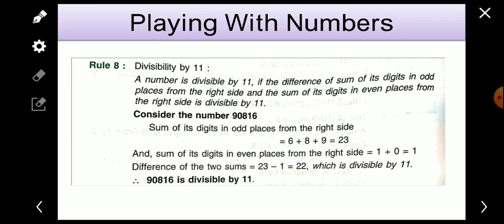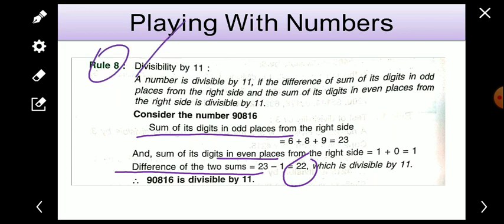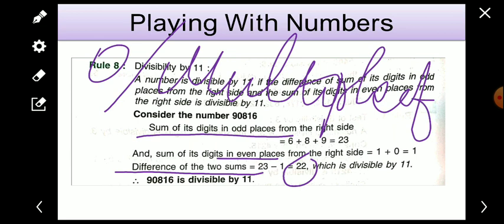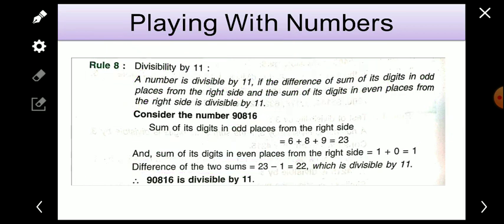At first what will we do? What is the rule? First we will get the sum of the digits at the even places and odd places separately, and then we will find the difference of those two sums. If the difference is 0 or a multiple of 11, then the number will be divisible by 11. If we don't get either 0 or a multiple of 11, then the number will not be divisible by 11.